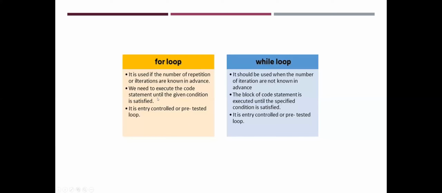We need to execute the code statement until the given condition is satisfied. The block of code statement is executed until the specific condition is satisfied. We are giving a statement to run up to this part, and in a while loop we are giving a specified condition with the control statements. This is the difference.